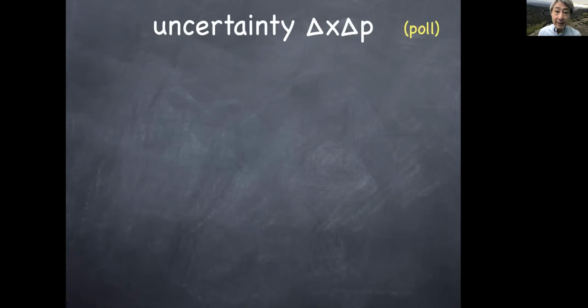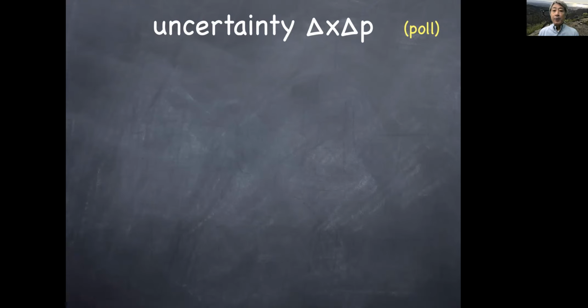So here's the poll. Let's see if this actually works. So when you actually think about this uncertainty of delta X and delta P, suppose you go to very large, highly excited states in the harmonic oscillator. So little n we talked about is, I don't know, maybe a billion or something. Then what happens to the uncertainty of the state?